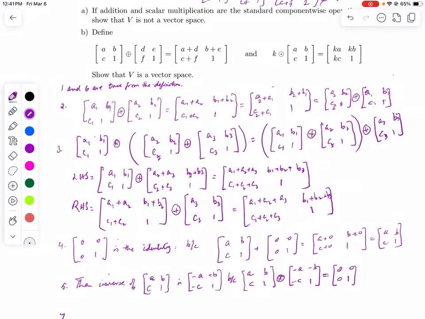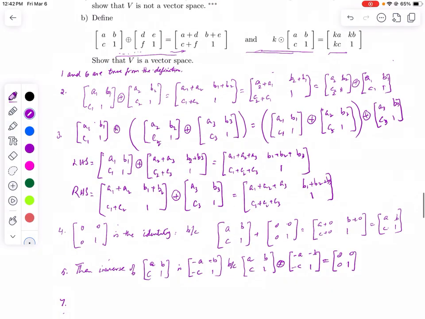So axioms 1 and 6 are true from the definition. If we are given this definition of how addition is going to work, and how multiplication is going to work, we can see that we already have this in the definition, because the sum of these two is this, so it must be in the set. And similarly, multiplying by k, you get that vector, and that is already in our set V.